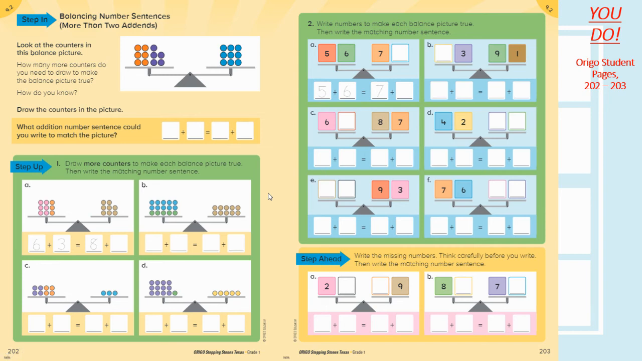Your work on your own today, class, is going to be pages 202, 203. Balance those sentences right there with the two different add-ins. Take a picture and upload to Google Classroom.